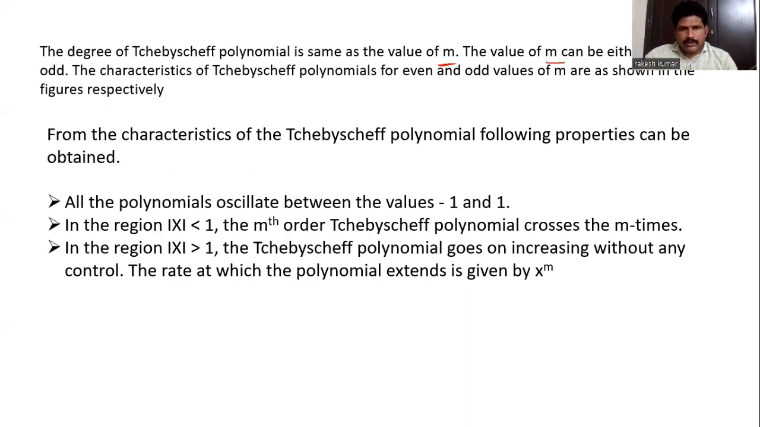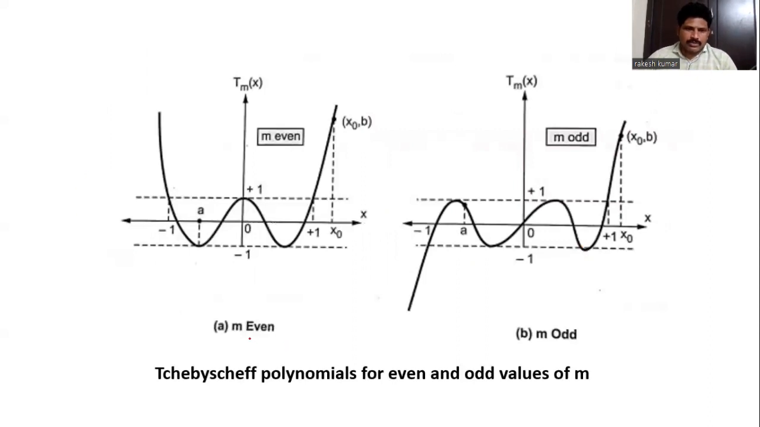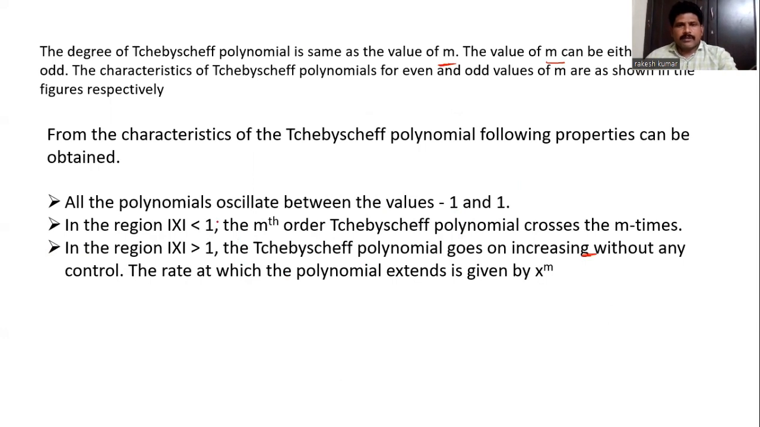See here, from the Chebyshev polynomial, it can be seen that all the values will oscillate in between -1 and 1. In the region mod x less than 1, the mth order Chebyshev polynomial oscillates m times. In the region mod x greater than 1, the Chebyshev polynomial goes on increasing without any control. So this is the diagram. This is the Chebyshev polynomial for m is equal to 1, and this is the Chebyshev polynomial for m odd.